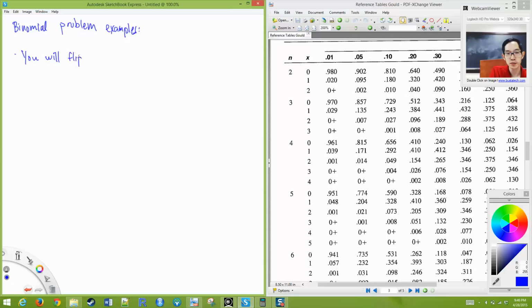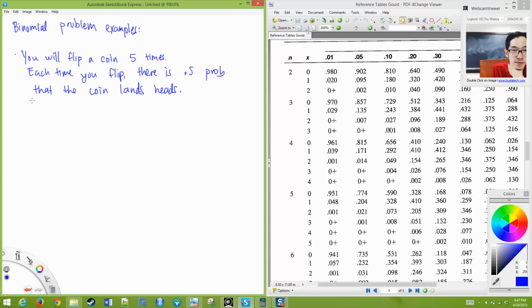Chris Paul. What is his basketball free throw shooting percentage? Sorry, I like the NBA.